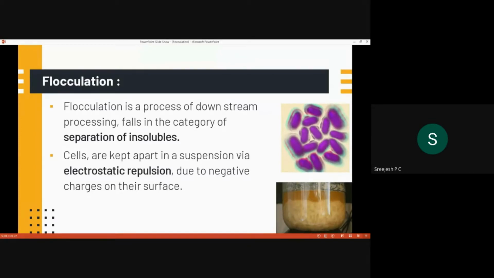The first thing we have to remember here is that normally the solid particles or the cells will be kept apart in the suspension because of electrostatic repulsion. You can see the GIF images here showing the electrostatic repulsion between the cells. The repulsion takes place because of the same charge, the negative charge present on the cell surface, which makes them repel each other and not come closer.